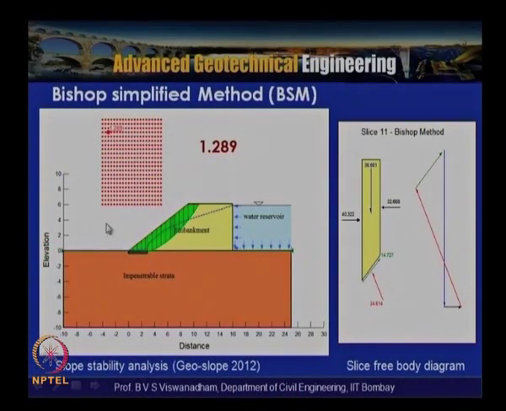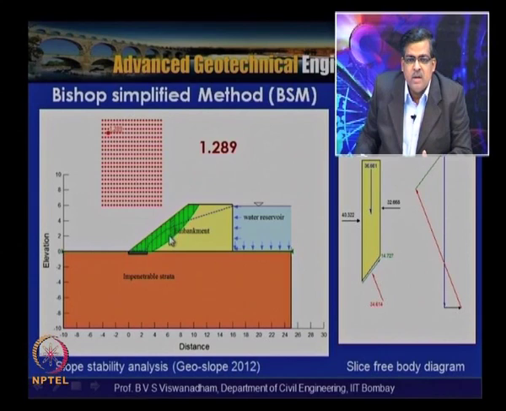If you see the free body diagram of slice 11, counted from here, it is shown here, and projected here you can see the normal forces acting on the vertical surface of the slice. This is the base of the slice, and this is the self weight of the slice. This portion is partially saturated and this portion is saturated. The weight of the slice is indicated as a force polygon here, and this is the normal force, and this tangential force, which is the shear stress, is indicated here.